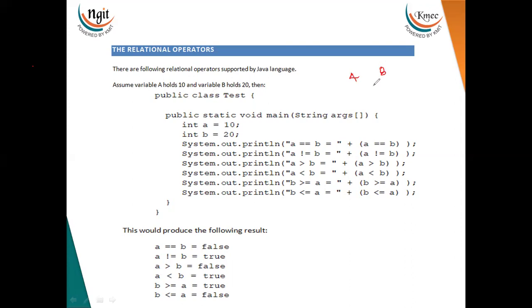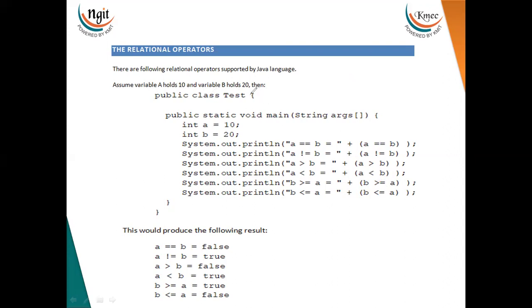What is the relationship between these two variables or operands, right? By using different relational operators, that is double equal to, not equal to, less than, greater than, less than or equal to, greater than or equal to. These are all the different relational operators. They are used to check the relationship between the operands, right?